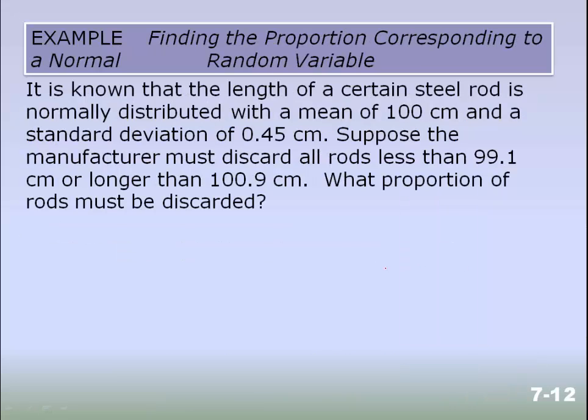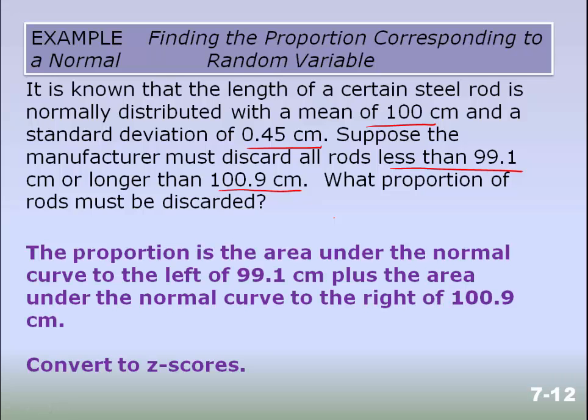Now we're back to steel rods. It is known that the length of a certain steel rod is normally distributed with a mean of 100 centimeters and a standard deviation of 0.45 centimeters. Suppose the manufacturer must discard all rods that are less than 99.1 centimeters or longer than 100.9 centimeters. What the manufacturer wants to know is what proportion of those rods must be discarded.